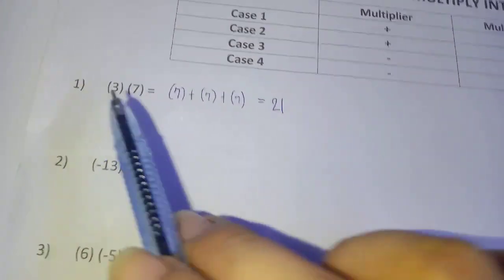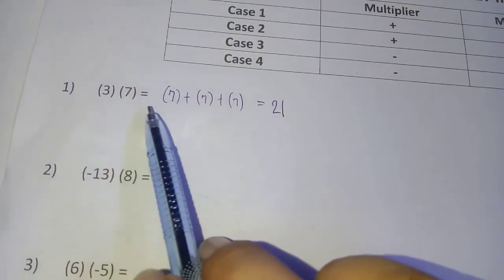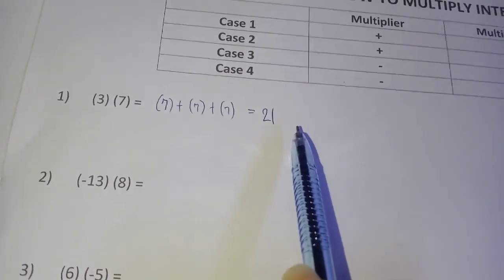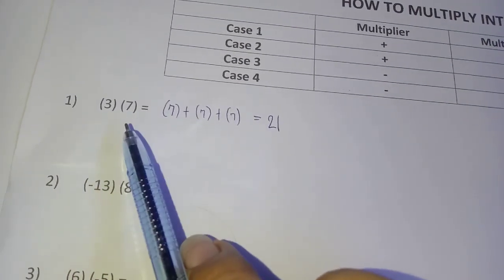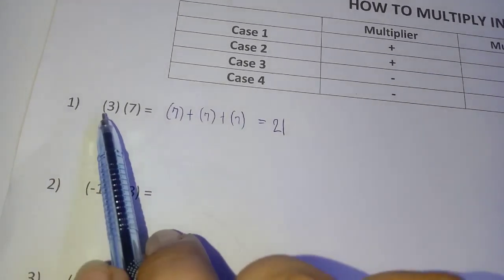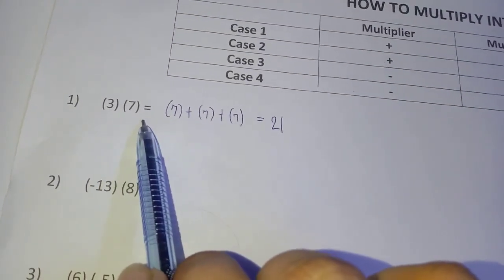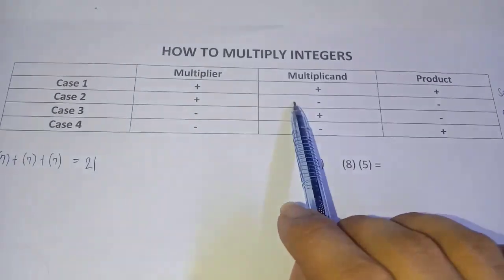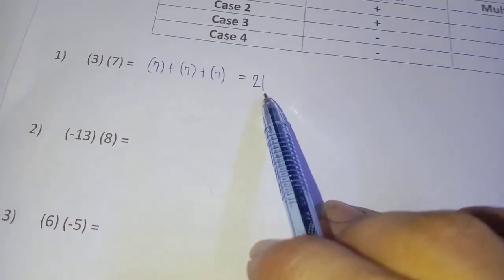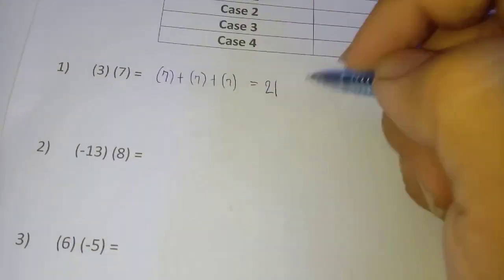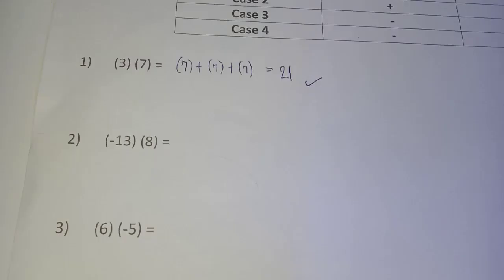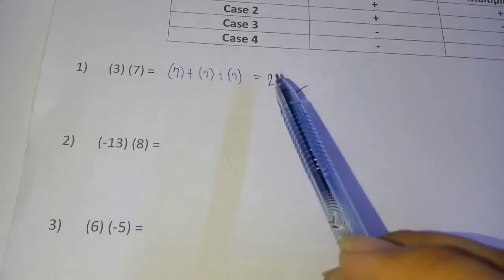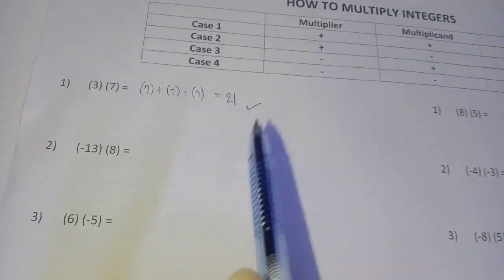Or 3 times 7 can be rewritten as a repeated addition, that is 7 plus 7 plus 7, and that is 21. So, this is case number 1, since our first multiplier is positive and the second multiplicand is also positive. When multiplying positive by a positive, the answer is always positive. And we get positive 21. That's the answer. So the result shows that the product of two positive integers is a positive integer. Again, that is for case number 1.